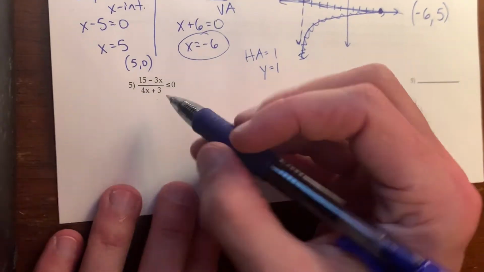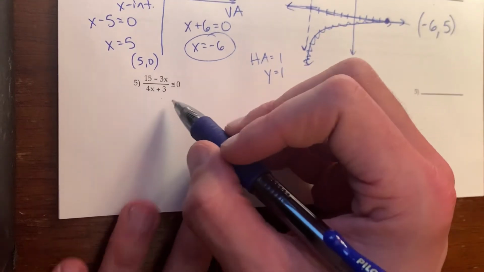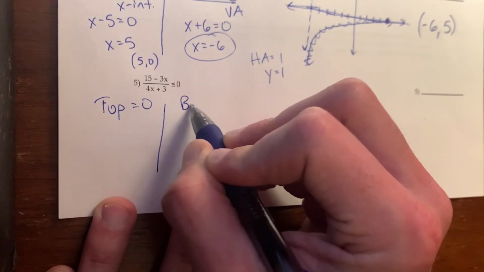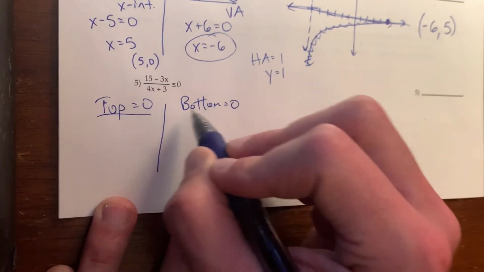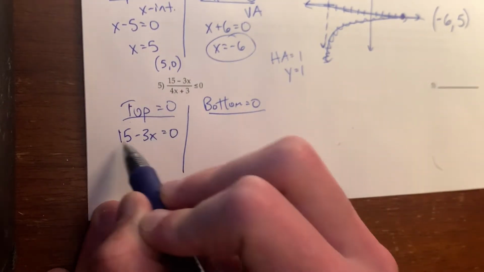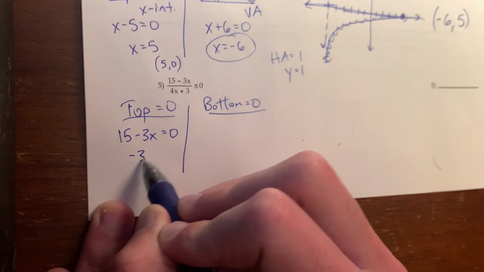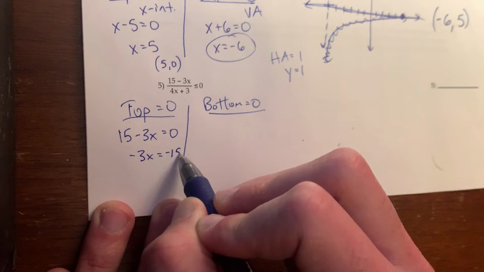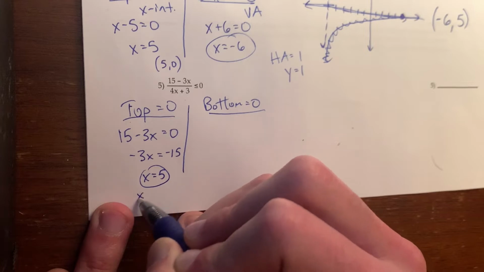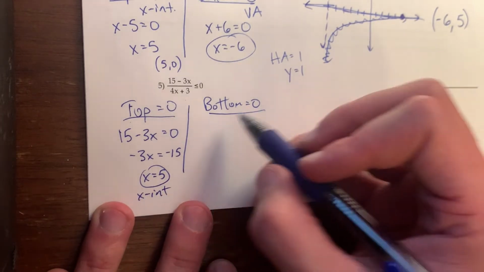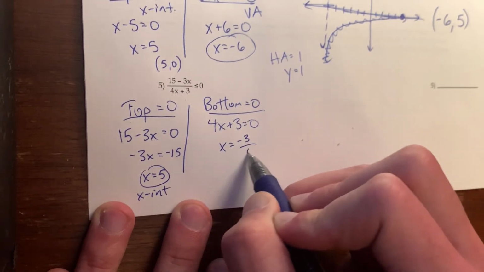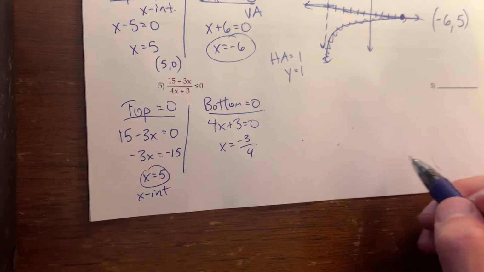All right, same thing. Number 5, so 15 minus 3x over 4x plus 3. Same process: top and bottom equal to 0. I'm going to solve 15 minus 3x equals 0. Now be careful with this one. If you minus 15 from both sides, you could also add 3x, but if you minus 15 from both sides, make sure you bring down that negative. Either way you do it, x ends up being positive 5, and that's your x-intercept. Then the bottom equaling 0, so 4x plus 3 equals 0, gives you negative 3/4, and that would be your vertical asymptote.